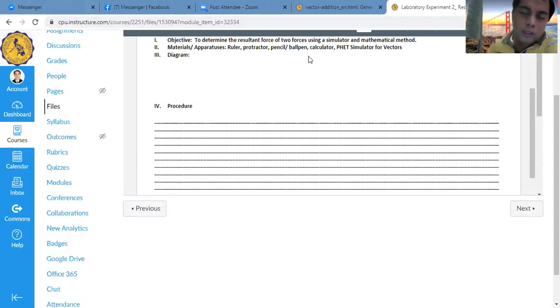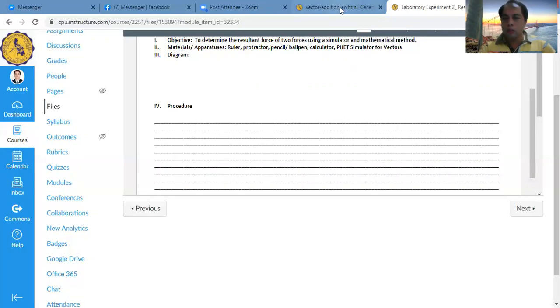Now, in comparison to the graphical approach, we are going to use the PhET simulator. It will be regarding addition of vectors. And again, we will use the simulator there. Now, for our diagram, we are going to get a picture of our simulator, and at the same time, get a picture also of what you've drawn on the piece of paper using the graphical approach. Now, so basically the activity goes like this.